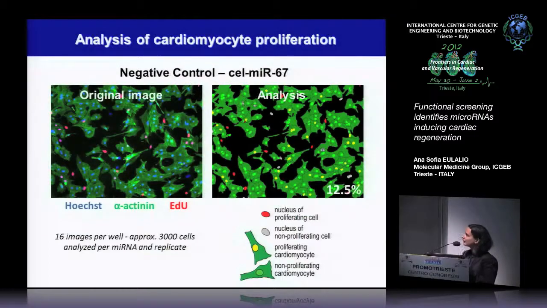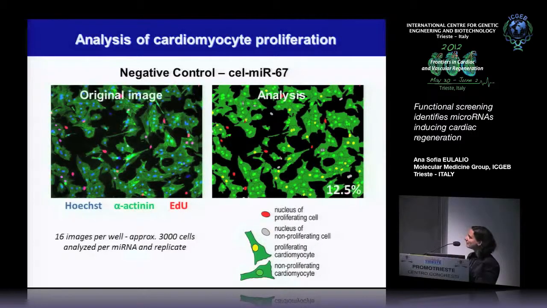So these are images of our negative control, a C. elegans microRNA. On this side, you have the original image where you can see cardiomyocytes stained in green, and then cells where the nucleus is labeled in red. If you have a cardiomyocyte whose nucleus is labeled in red, it means it incorporated EdU, and therefore it's a proliferating cardiomyocyte. You can also appreciate, since these are primary cultures, that we have cells which do not label for alpha-actinin, which are more likely fibroblasts and endothelial cells.